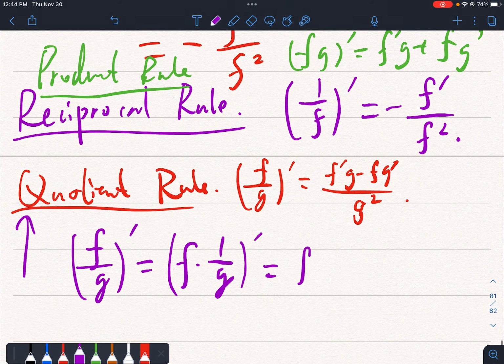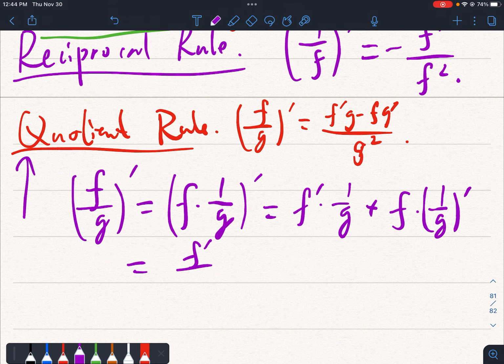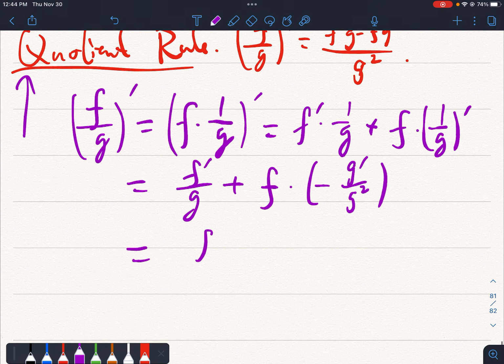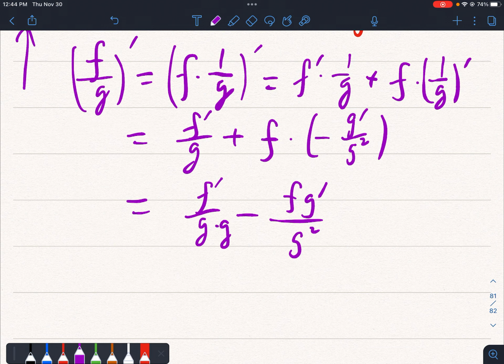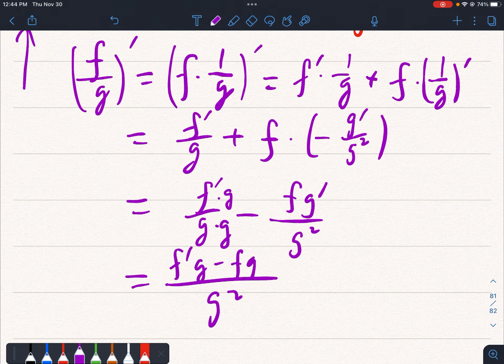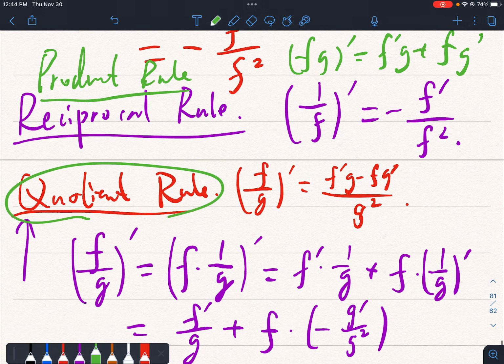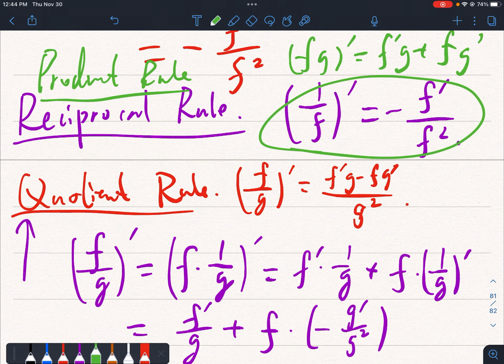The derivative of f over g can be considered as f times 1 over g, right? And then take the derivatives. So then we can use the product rule. So this is f prime times 1 over g plus f times the derivative of 1 over g. So this is f prime over g plus f times minus g prime over g squared, right? So this is f prime over g minus f g prime over g squared. And then we want to multiply this by g. So this becomes g squared, and then f prime g minus f g prime.